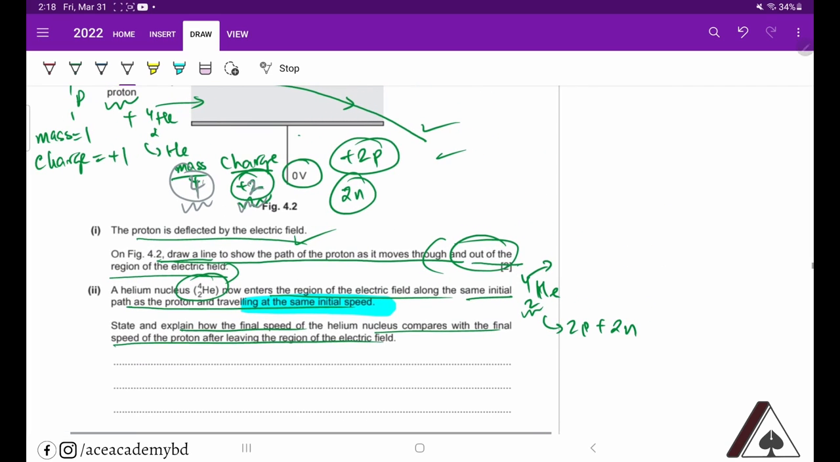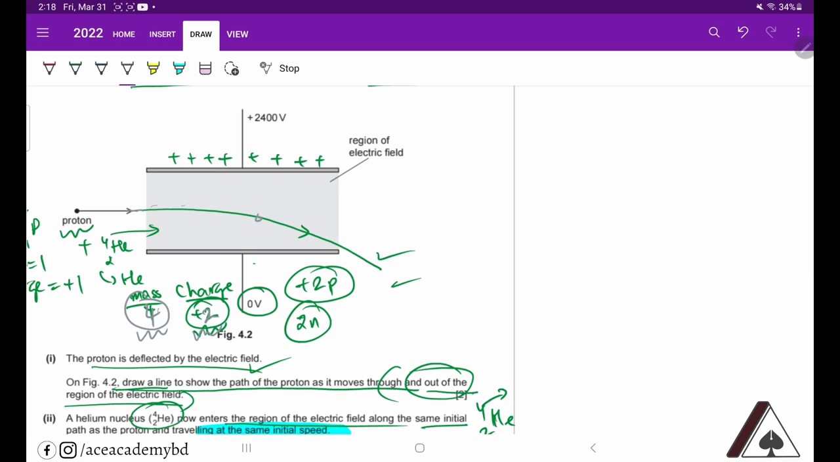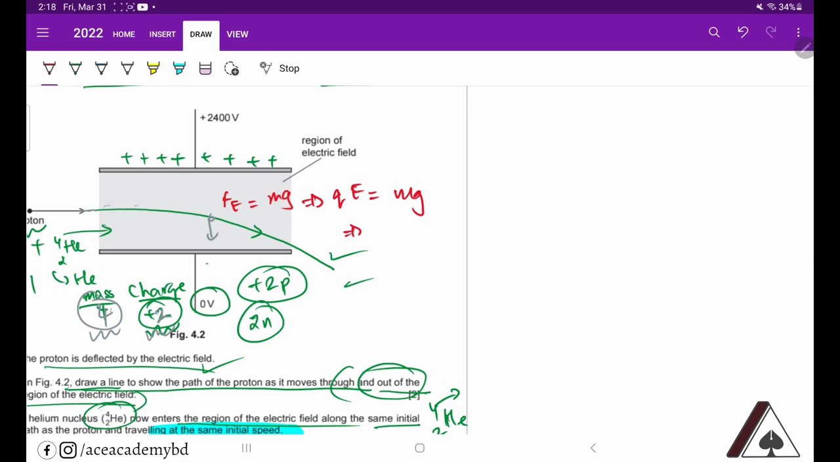And over here, we can make use of the equations. As it is moving downward, we can just say that the electric force is equal to the weight of the helium. Electric force has an equation of QE equals mg, or for weight, you can directly write mg. You can also replace g with a, because that's acceleration. So if you make a our subject, we are going to get QE by m.